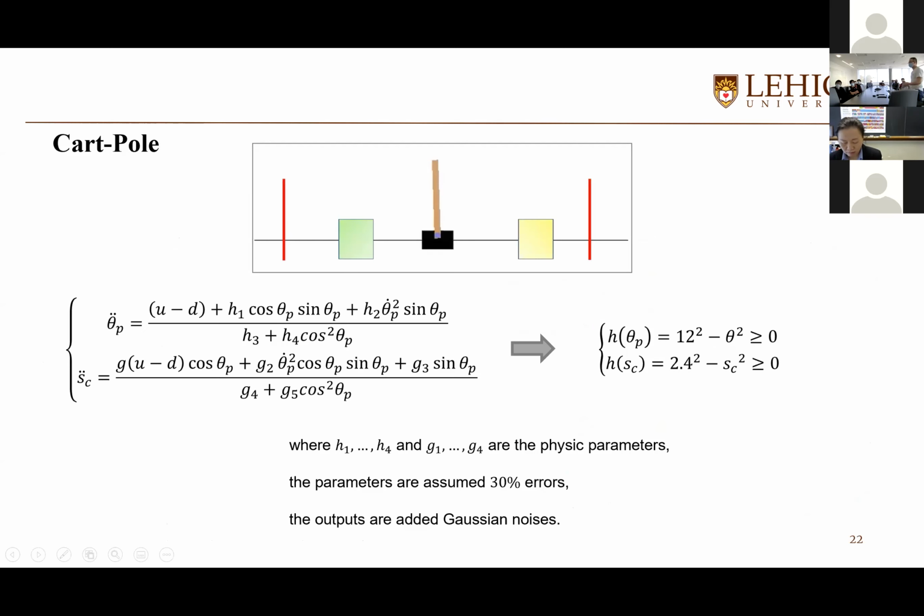And here for the simulations, we first consider the cart pole, where the safe requirement is that the pole should not fall down, and the cart should always operate within these red boundaries. And this is a dynamic system with two degrees, so we need to use the exponential CBF. We also have errors in the parameters of the dynamic system, which is a nominal model, and we also add Gaussian noise to the output.